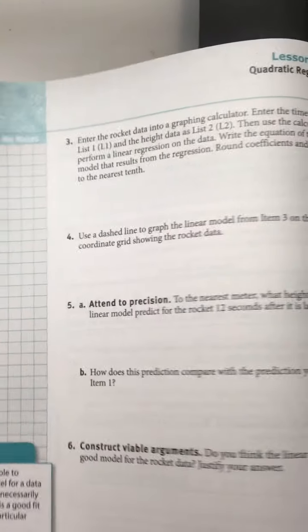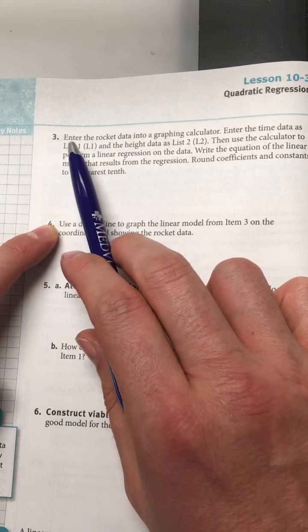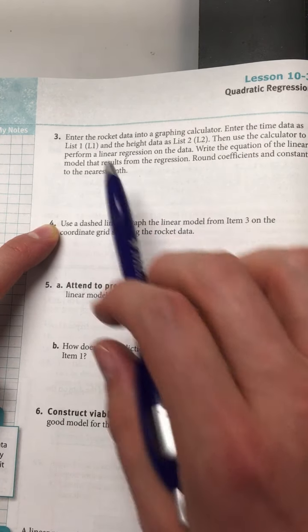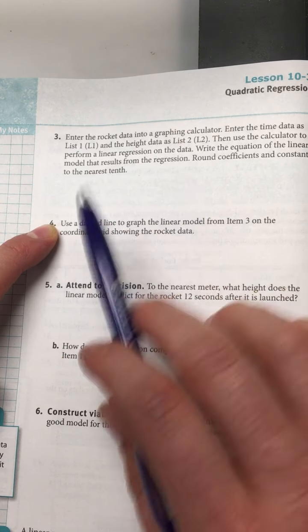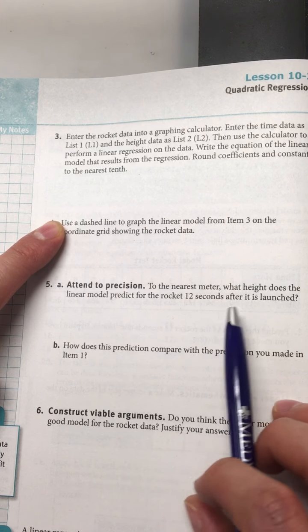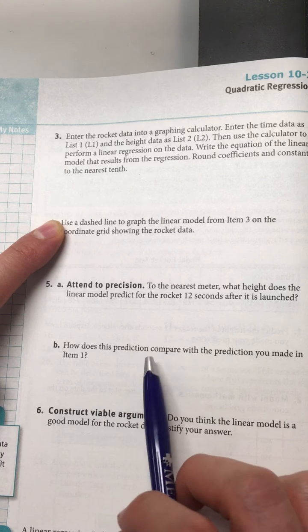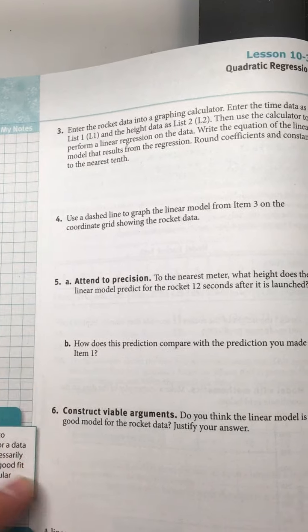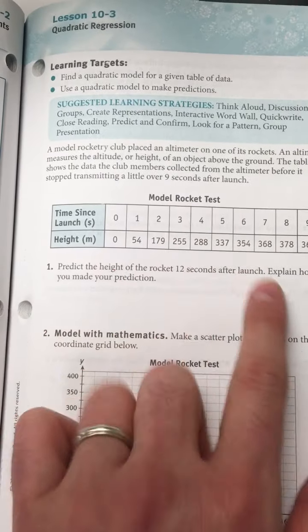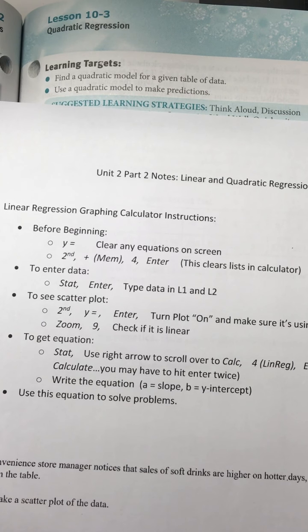So if you flip to the next page, page 168, don't worry about number 4, but I want you to answer questions 3 and 5. Number 3 is asking us to type that data into L1 and L2, do that linear regression, and write the equation here. Then use your equation, number 5, plug in that 12, find the height after it's launched, and see how that compares to the prediction you made. So again, pause the video now, type this into L1, L2, follow the directions from your notes, and get that equation.